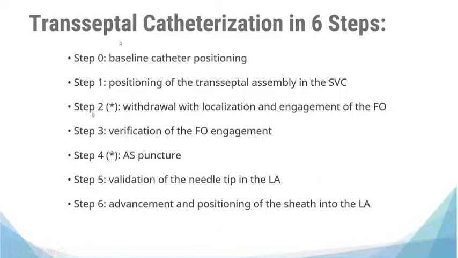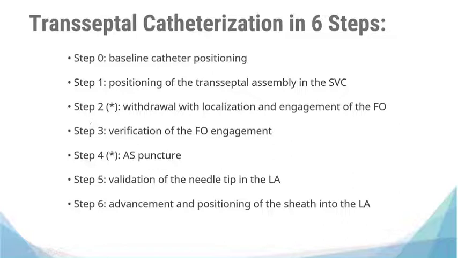You see here the steps, actually there are 7, but look here, the first is the baseline catheter positioning, as I told you before, and then of course over the wire, we position the transseptal assembly in the superior vena cava. Then please understand the underlying philosophy of this step-by-step way to proceed.